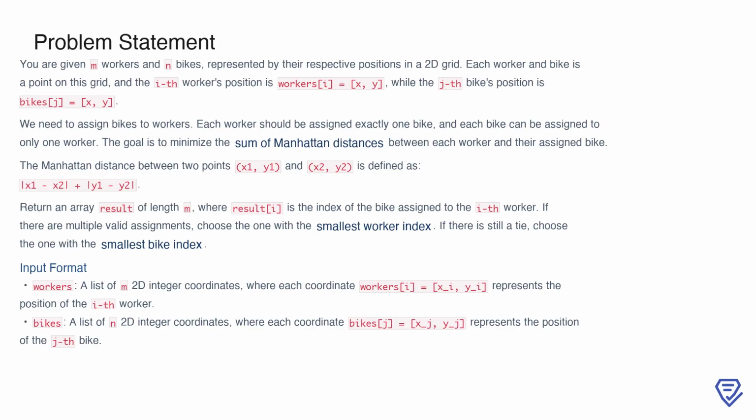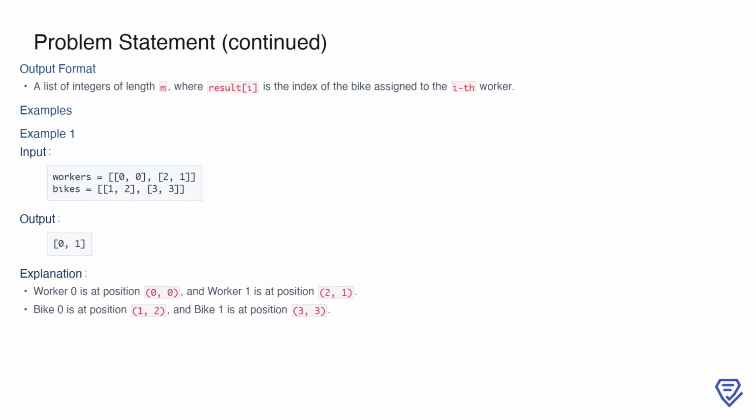The Manhattan distance between 2 points is calculated as the sum of the absolute differences of their x-coordinates and y-coordinates. Once the bikes are assigned, we need to return an array where each element represents the index of the bike assigned to the corresponding worker. If there are ties in the assignments, we resolve them by prioritizing the smallest worker index, and if there's still a tie, we choose the smallest bike index. The output of the problem is a list of integers where each index corresponds to a worker, and the value at that index is the index of the assigned bike.